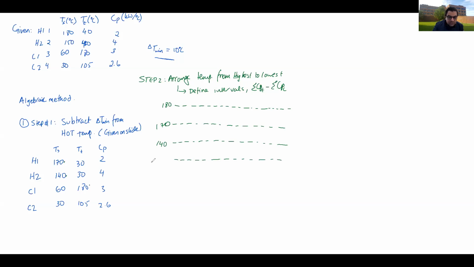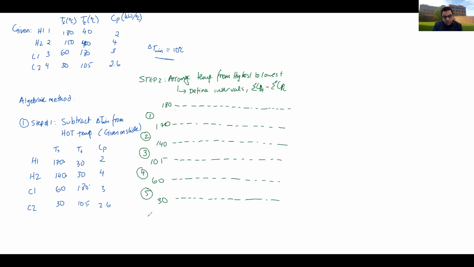And again, these problems take time, okay? So just get used to taking a bunch of time to do it. My next one is 60. And my final one here is 30. Good. So now after arranging them from highest to lowest, you can clearly see how many intervals I have: 1, 2, 3, 4, and 5 intervals.